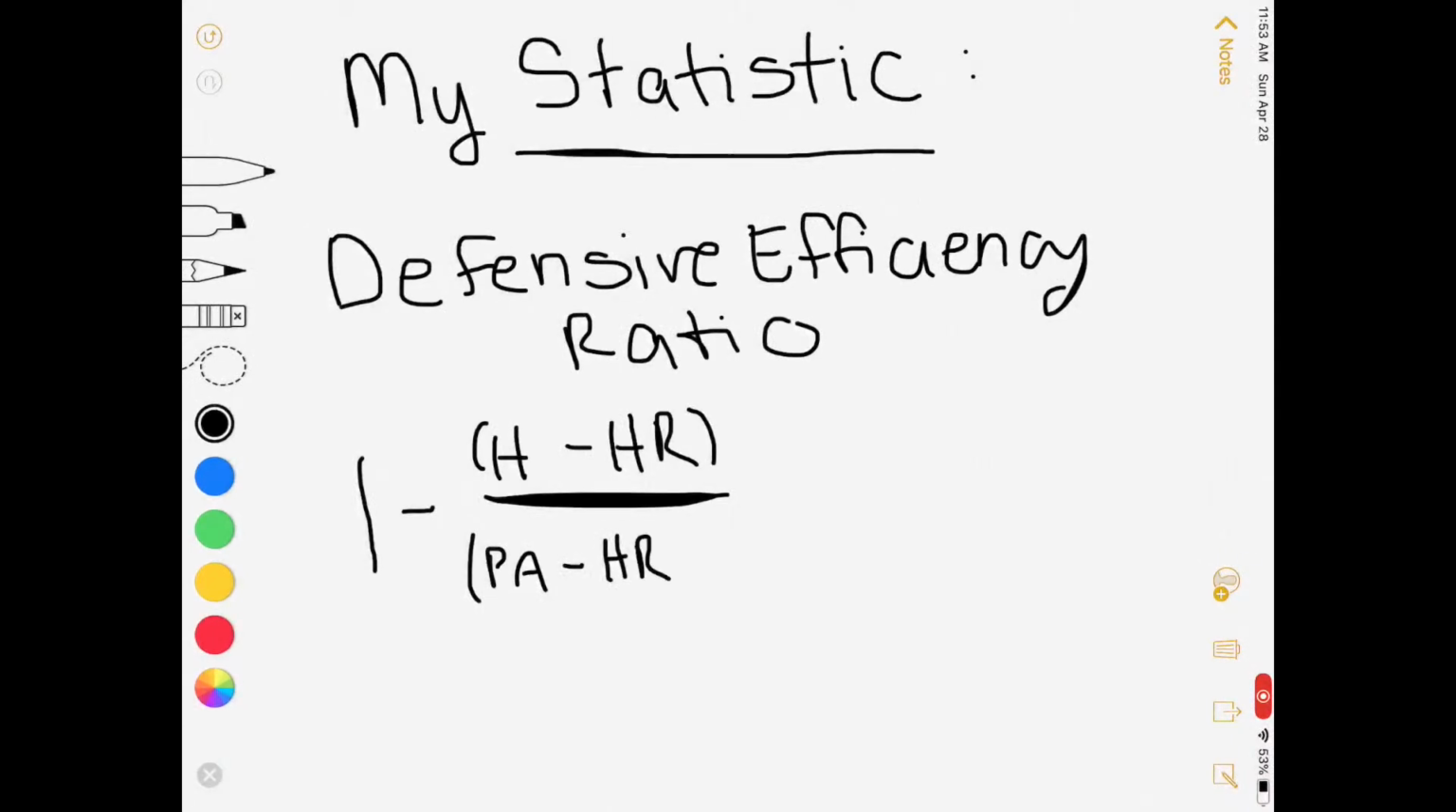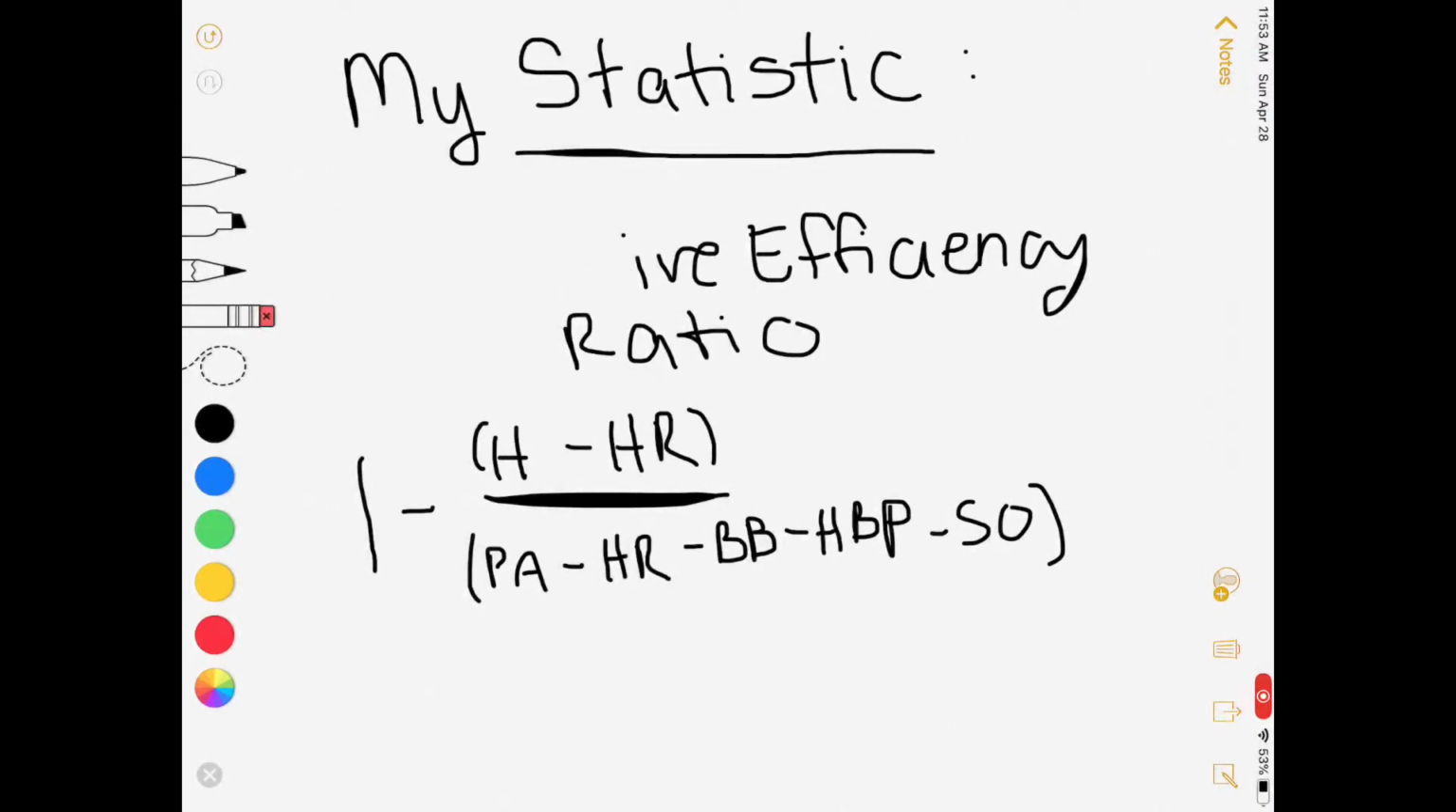So here you can see the formula to calculate DER. 1 minus hits minus home runs over plate appearances minus home runs minus balls minus hit by pitch minus strikeouts. So this is how you calculate DER.